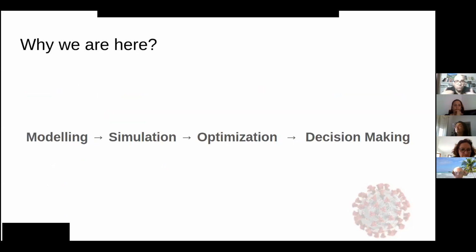So how are we going to do this? By modeling, simulation, optimization, and decision making. We model the variables and the effects of the pandemic, simulate several scenarios with different interventions, analyze the response variables, optimize these effects, and make a decision among the several alternatives generated by the optimization process.